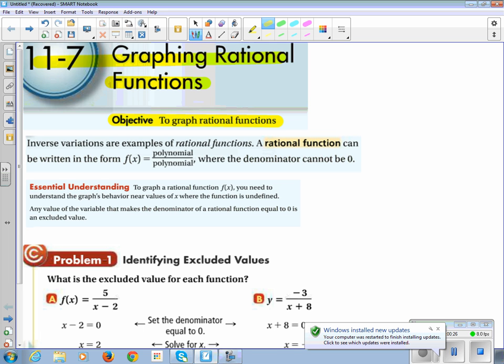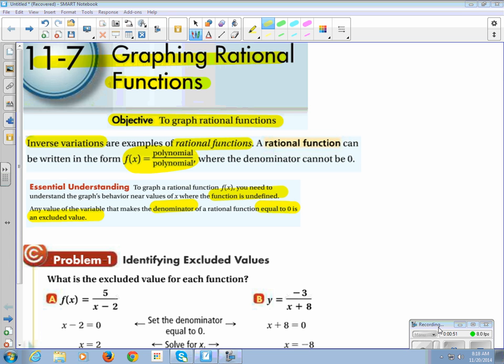Inverse variations are rational functions, which is just a polynomial over a polynomial. We need to find where our function is undefined. Anywhere the denominator is equal to 0 is an excluded value. Can't have excluded values. No denominators equal to 0.